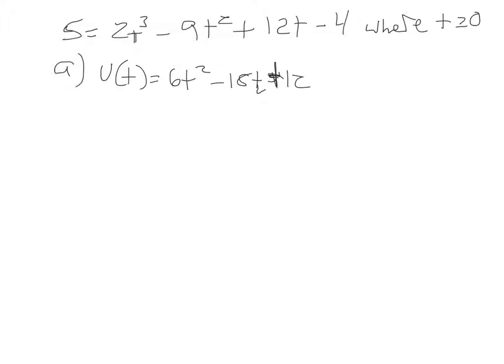In other words, I'm going to find where the particle possibly changes direction. And that occurs when the velocity is equal to 0. So I'm going to take 6t squared minus 18t plus 12, and set it equal to 0. Solve for time. At what time does this particle change direction? We'll factor out a 6. t squared minus 3t plus 2 equals 0. (t minus 2)(t minus 1). So t equals 2, t equals 1.